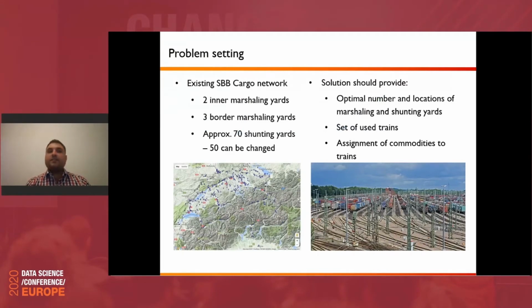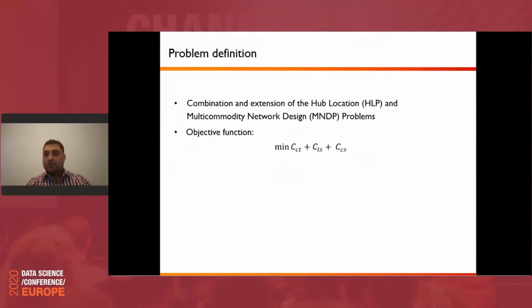In the current SBB Cargo network, we have 5 marshalling yards, a few of them on the borders and 2 of them within Switzerland, and we have approximately 70 shunting yards, 50 of which we were able to change, relocate, or even close down. The solution of this project was supposed to provide the optimal number and locations of marshalling and shunting yards throughout Switzerland, then the set of trains to be used for the commodity transportation, and finally the assignment of the commodities to those trains.